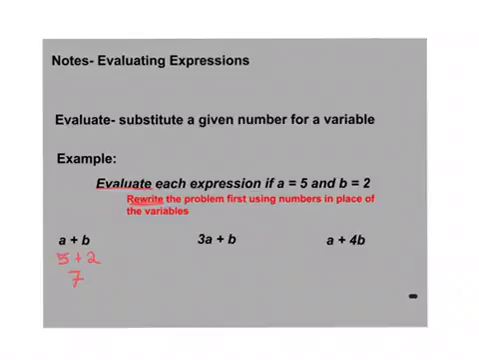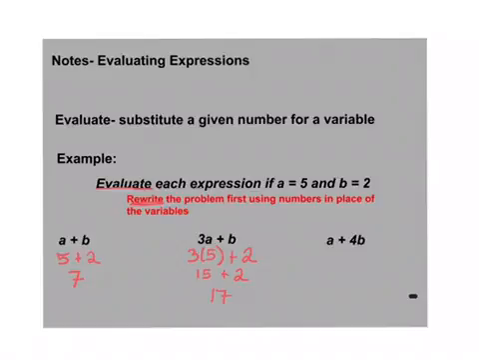On the second example, when I see 3A plus B, I know that means 3 times A plus B. So again, my very first step is using substitution, showing that I'm multiplying 3 times 5, adding on 2. So after I rewrite it, then I'm going to use order of operations to go through and simplify one step at a time to get a value of 17. You should be doing this alongside with me on your sheet.